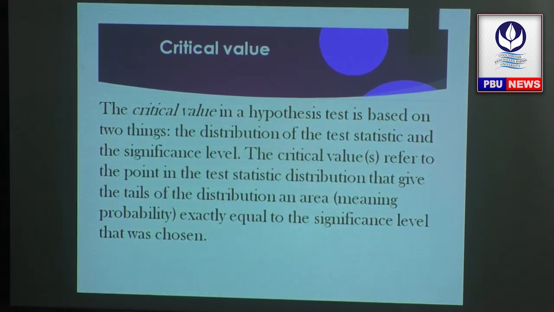Next, critical value. The critical value in a hypothesis test is based on two things. Number one, the distribution of the test statistic, and number two, the significance level. The critical value or values refer to the point in the test statistic distribution that gives the tails of the distribution an area exactly equal to the significance level that was chosen.